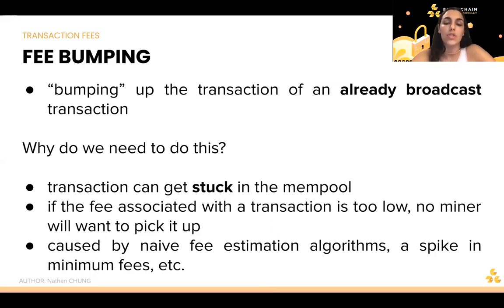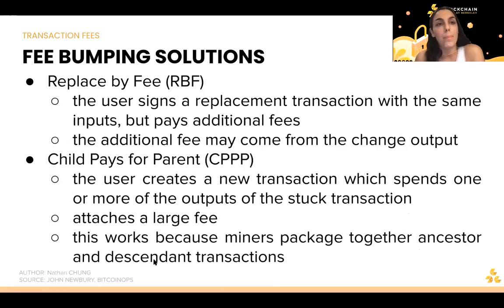This happens if the fee associated with the transaction is too low and no miner is going to pick it up. This can be caused by a fee estimation algorithm that wasn't the most precise, or a spike in fees. There's a ton of things that can cause this. And so there are two different things that we can do to bump up our previous transactions. The first one is called replace by fee, in which the user who sent the transaction signs a replacement transaction with the same inputs, the same UTXOs that they sent into the transaction, but now they're going to pay more transaction fees on top of that. Like I said, it's going to come from a change in output, because transaction fee equals inputs minus outputs. So if you're using the same inputs, then you have to decrease the output. And so this transaction will have a higher likelihood of getting picked up because you're increasing the transaction fee.